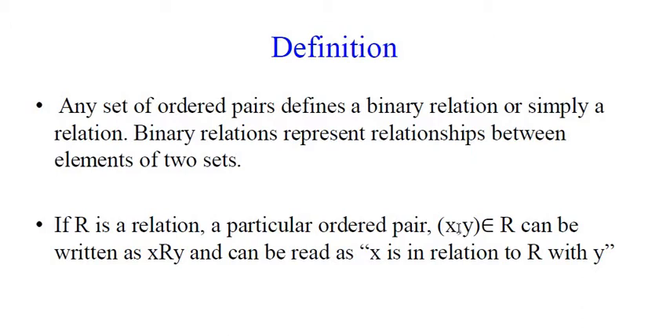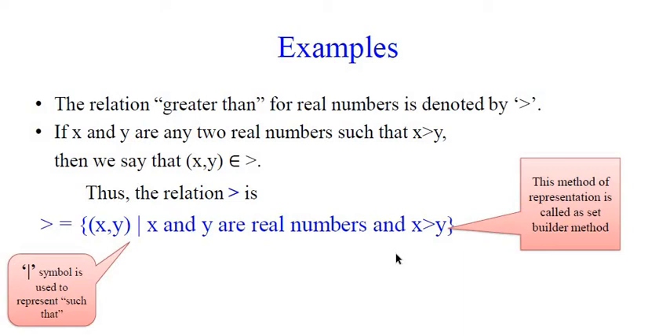So how to write it? (x, y) that belongs to capital R is written as x R y, or x is in relation R with y. That is the simple definition of a relation that everyone knows. And as an example, the relation greater than for real numbers is denoted by the greater than symbol. If x and y are any two real numbers such that x is greater than y, then we say that (x, y) belongs to this greater than relation.